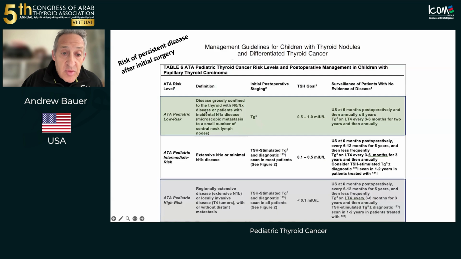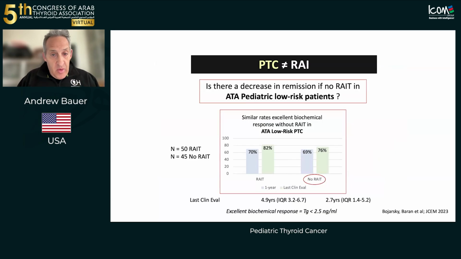And the ATA low risk category, which was defined by lymph nodes in the central neck, were the patients that we described as not having any benefit from radioactive iodine. At the time, we didn't know how many lymph nodes defined low risk, which has now been further delineated, which I'll show you in a subsequent slide. We took this approach on in the United States.